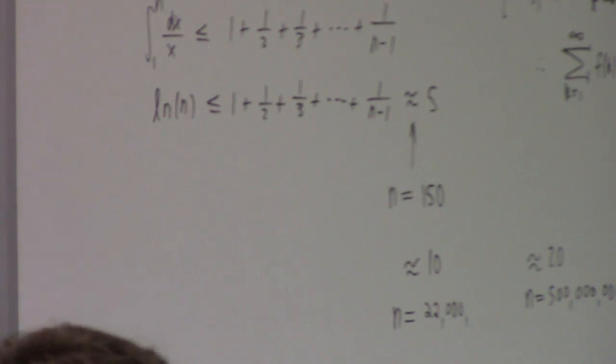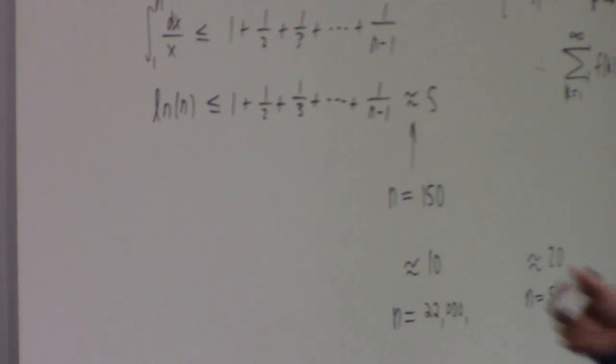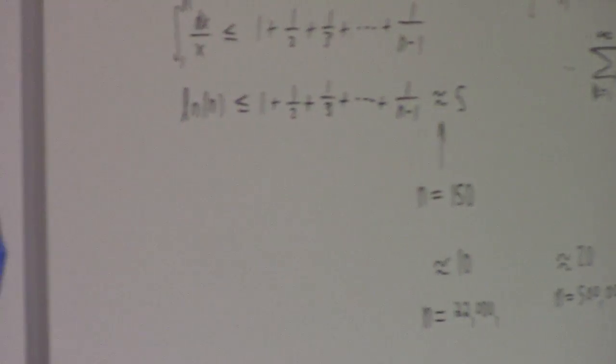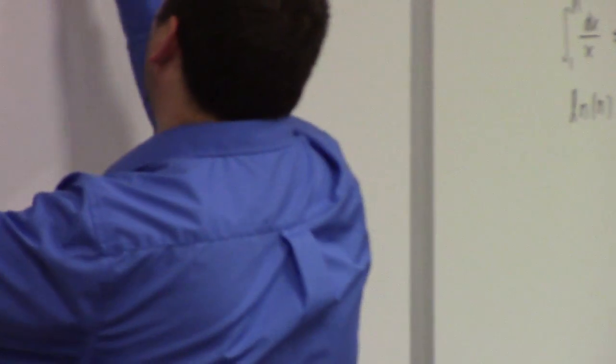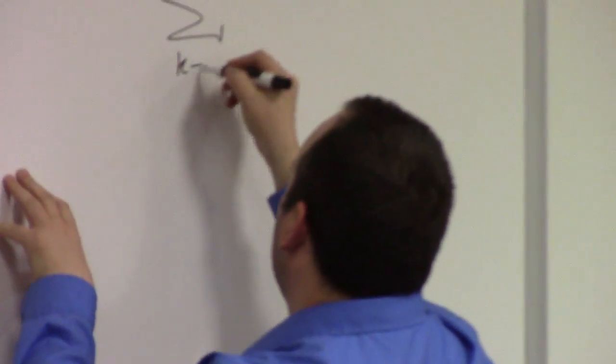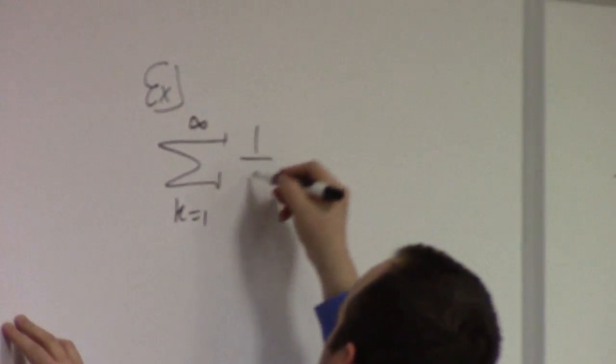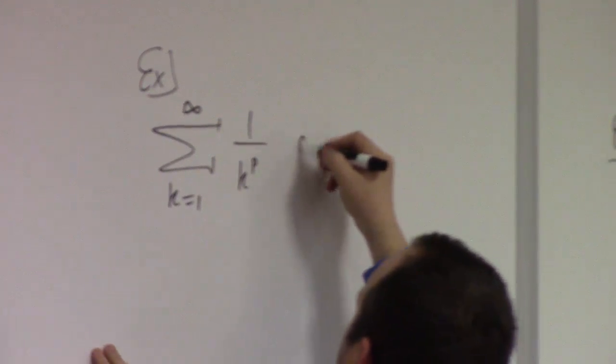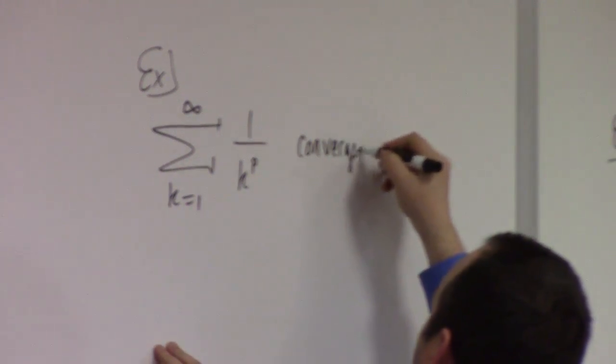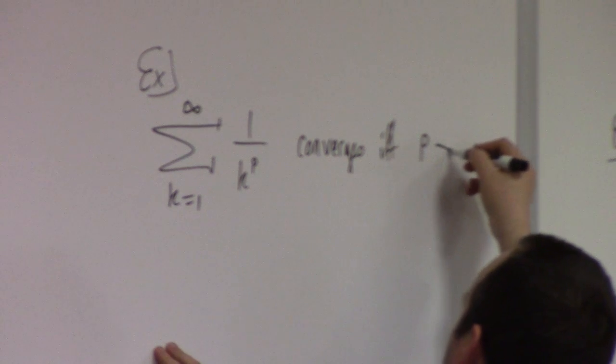The next example past this is just generalizing this, the so-called p-series. The sum, k equals 1 to infinity, of 1 over k to the p, converges if and only if p is greater than 1.